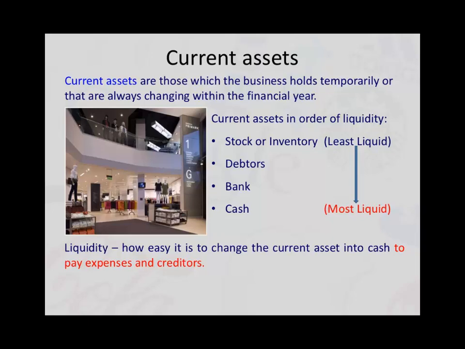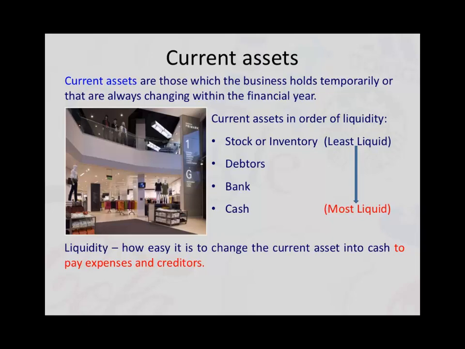cash. The stock obviously is the number of toy trains that you have left at that point in time in your warehouse or shop. The debtors are those customers that owe you money for sales that you have made on credit. The bank is your balance at the bank at a point in time, and the cash is usually the amount of money you have in your cash till or in the safe inside your business.